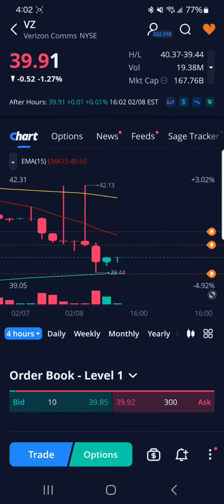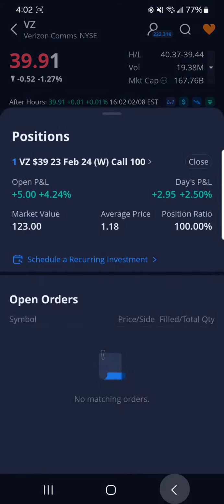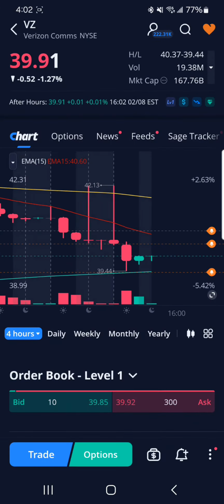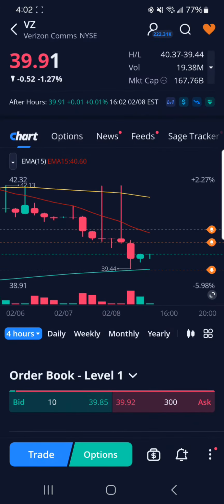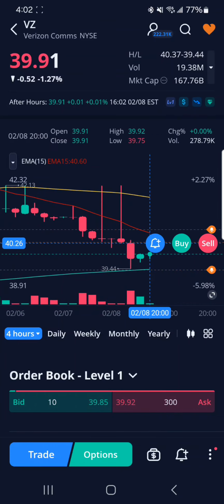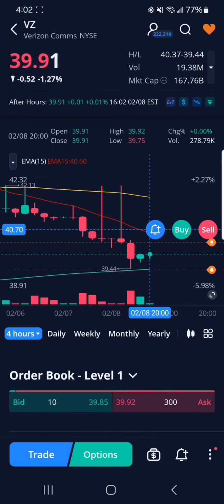All right, so now it's after hours. The market just closed, and look at this. It's already forming a nice green candle here on the 4-hour to the upside, looking like it's going to bounce right up to take profit 1 and potentially take profit 2, and I'm already up 4%, $5.